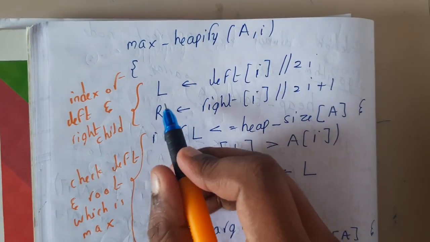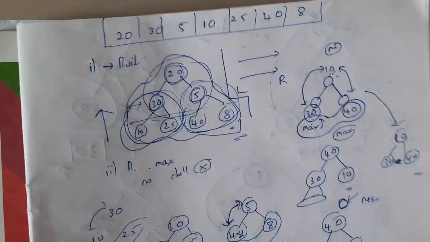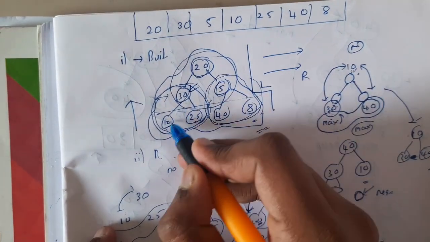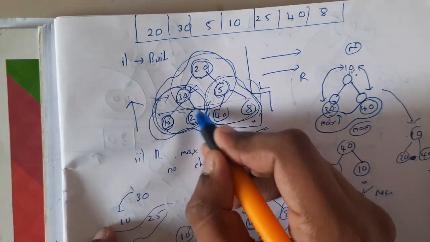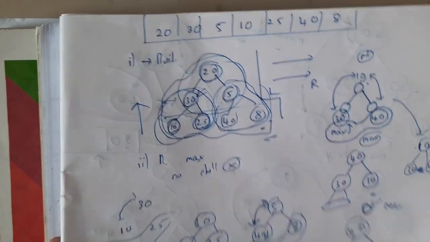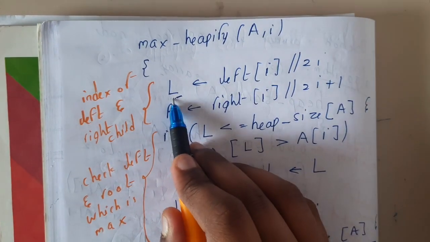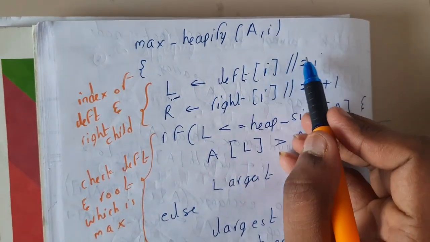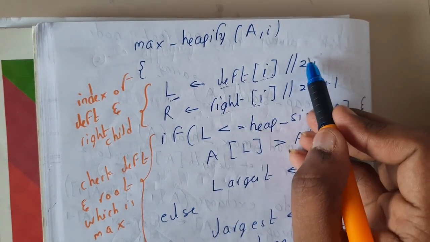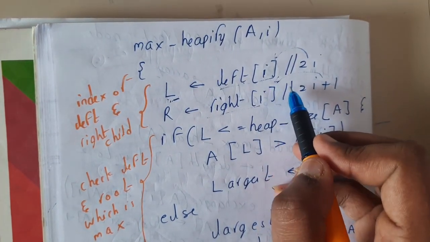Initially you will be considering the leftmost children. If this is the parent, then we need to find the left and right children to compare their weights. You will get those values directly from left of I. Left of I you can write in this way, or you can write it as 2I and 2I plus 1.